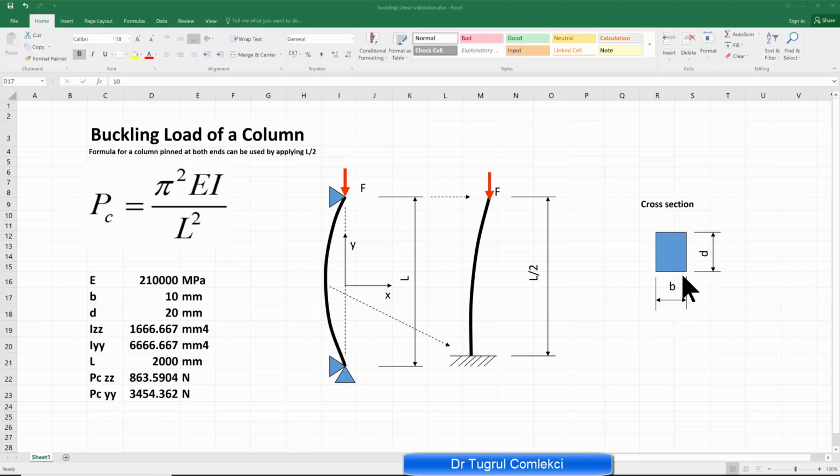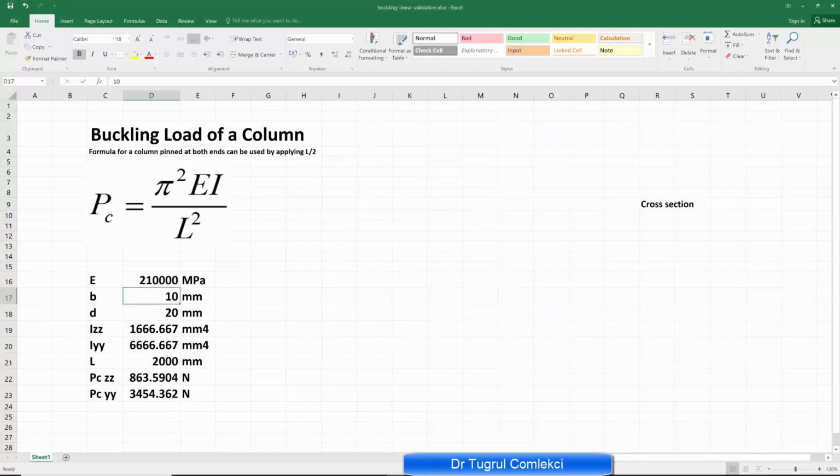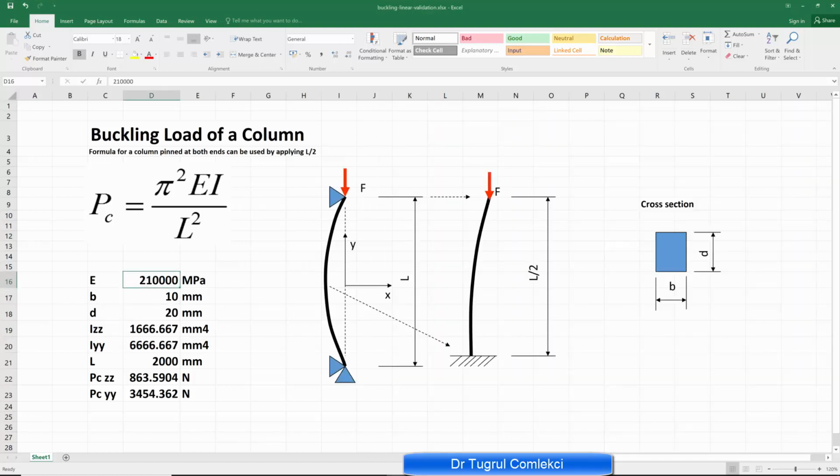Therefore it's straightforward to calculate the second moment of area. If we enter the material property in the Excel spreadsheet, that's the Young's modulus, B and D values of the cross section, we can calculate the second moment of area in the two axes that we can bend that beam. One of them is 1,666 millimeters to the power of 4, the other one is 6,666 millimeters to the power of 4.